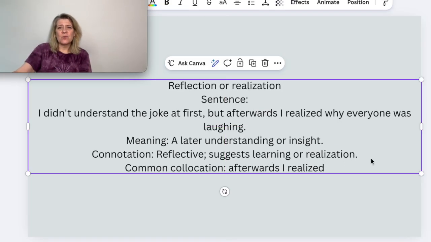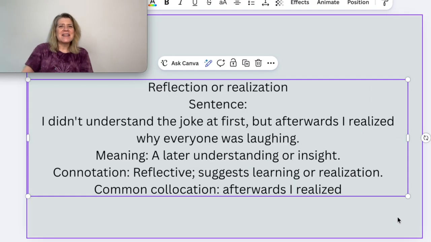We use afterwards with reflection or realization. I didn't understand the joke at first, but afterwards I realized why everyone was laughing. It's a later understanding. Afterwards can suggest reflection or learning or realization. It's like oh, that's what it meant. Okay, I get it now.